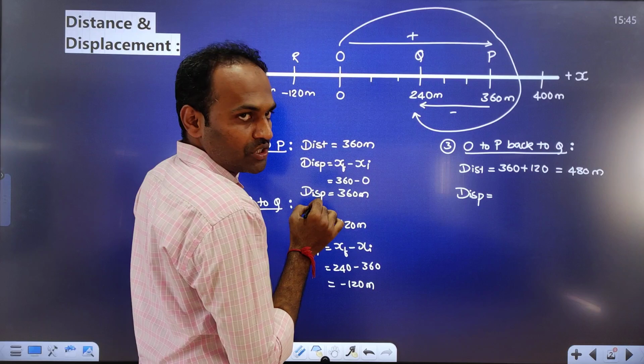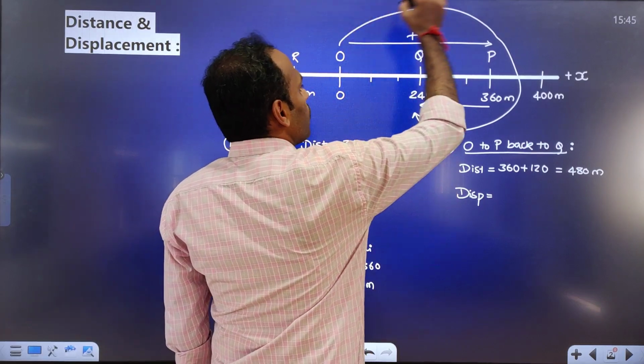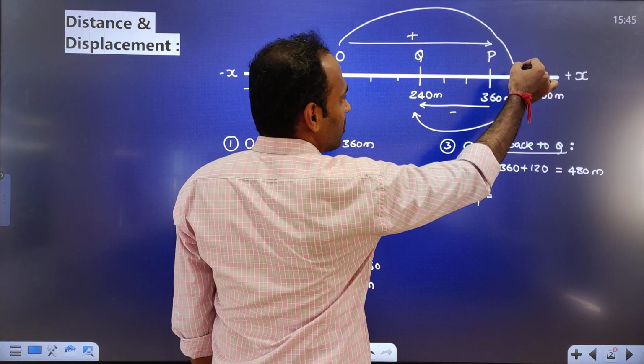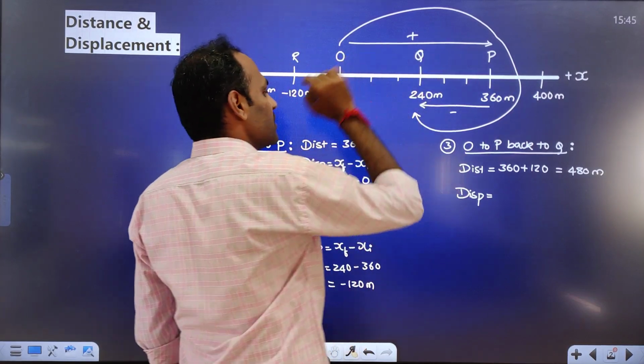O is the initial position. And what is the final position of the particle? Q is the final position. It has gone from O to P, but it has not stopped at P. It has come back to Q and then it has stopped. So this is the final position.